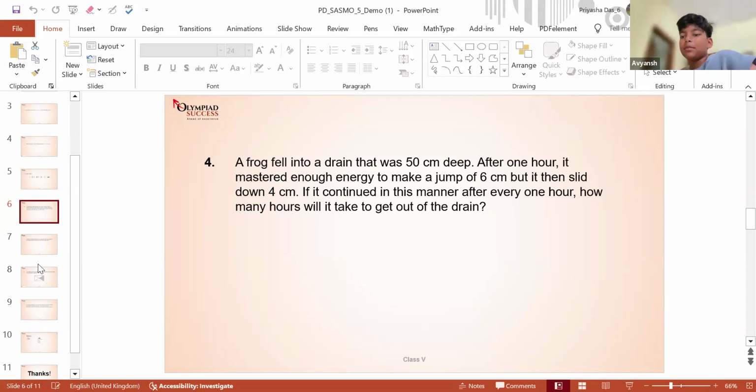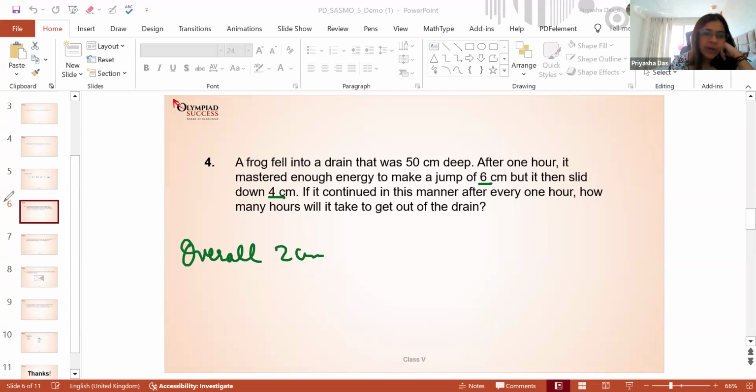So basically, every hour it makes a jump of 6, but then it slides down 4 centimeters. So basically, it just jumps 2 centimeters each hour. Overall, 2 centimeters. That's the correct part. So 2 times 25 equals 50. So that means it took 25 hours for him to get out of the drain.